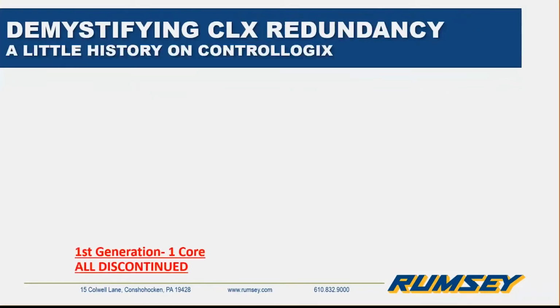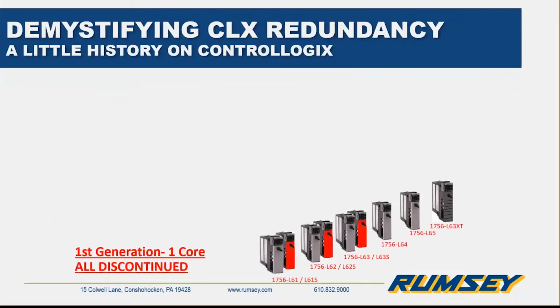First generation, years ago, came out with the single core processors. Some of you might remember the very old L55s, but specifically the L6 anything is what most people refer to when they talk about ControlLogix redundancy. This would be version 16, for instance, a very popular revision. If you notice, these are all discontinued. If any of you have these in service, please contact us to get these out of service so you can get something that is actually shipping today.